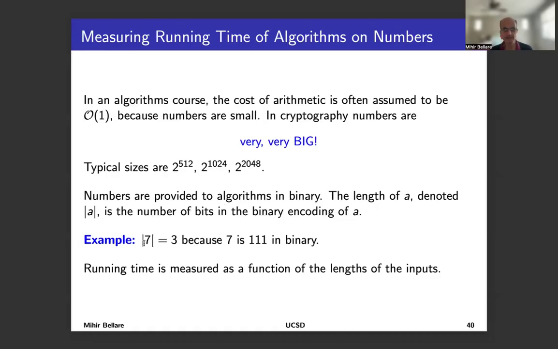Sometimes we use the notation of bars around a number to denote the length of the binary representation. So for 7, it's 3 because in binary, 7 is 111, and that's 3 bits.